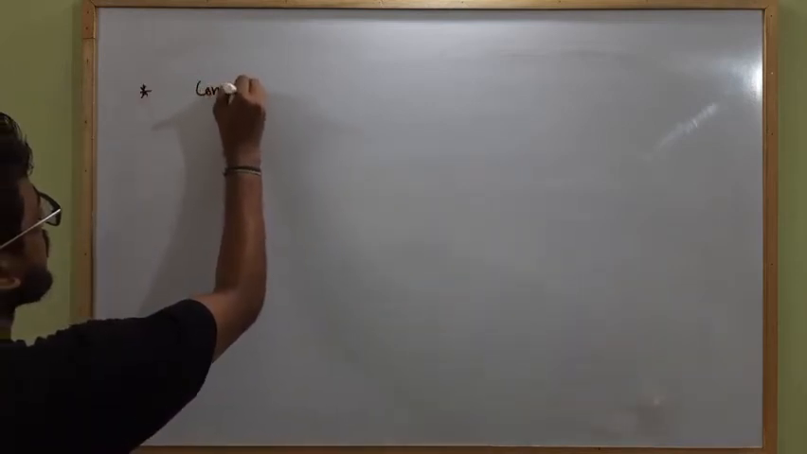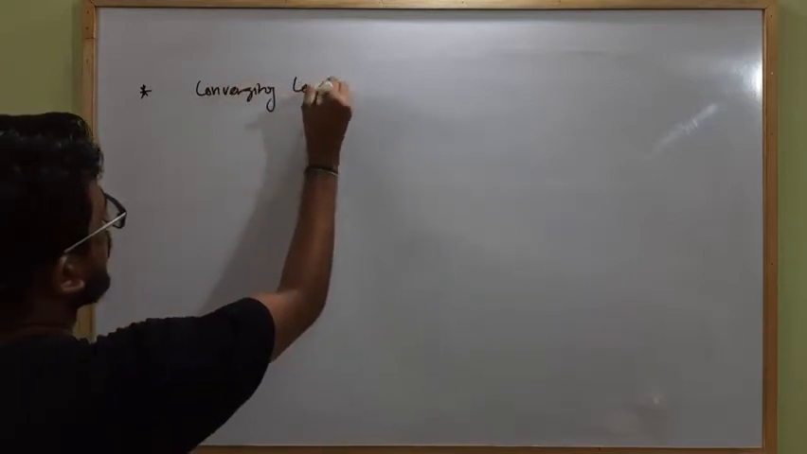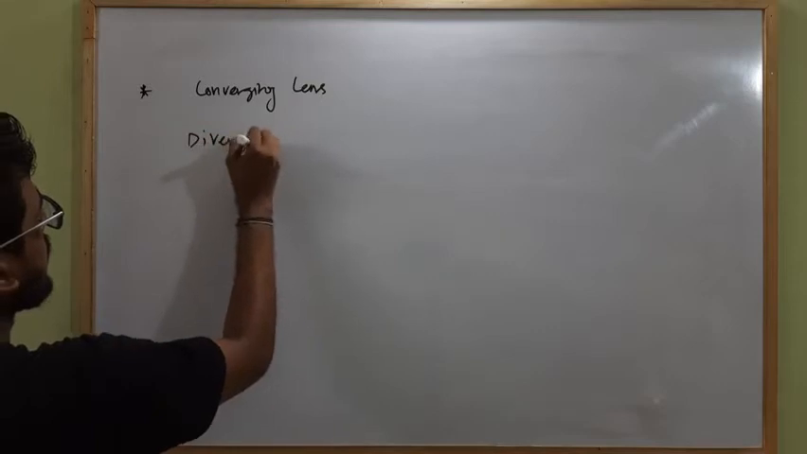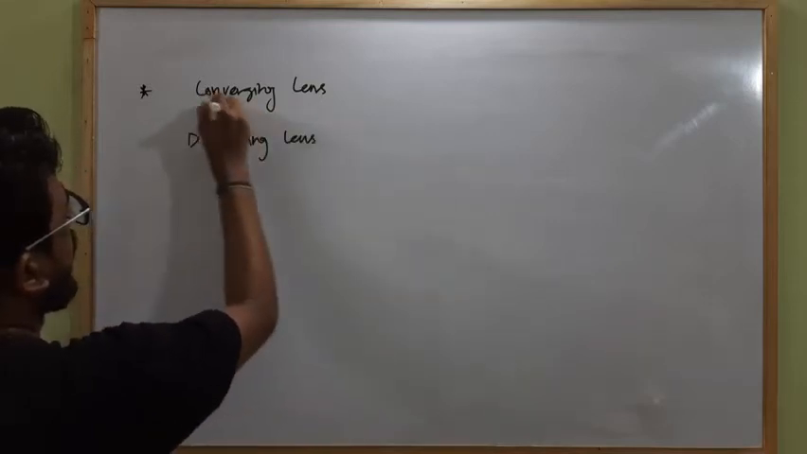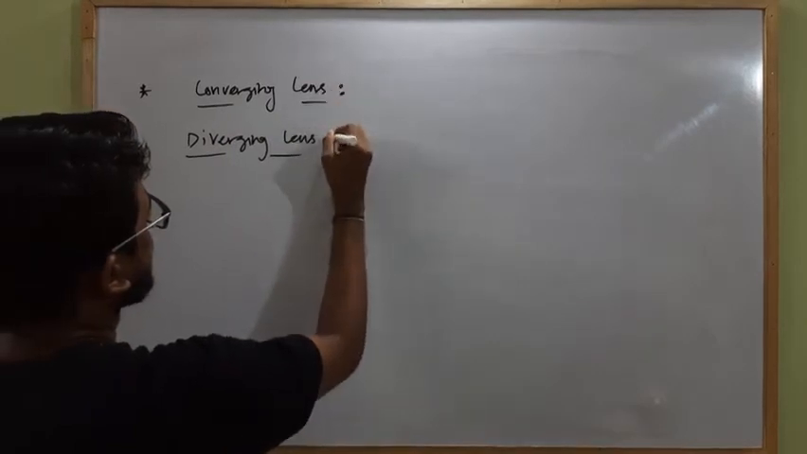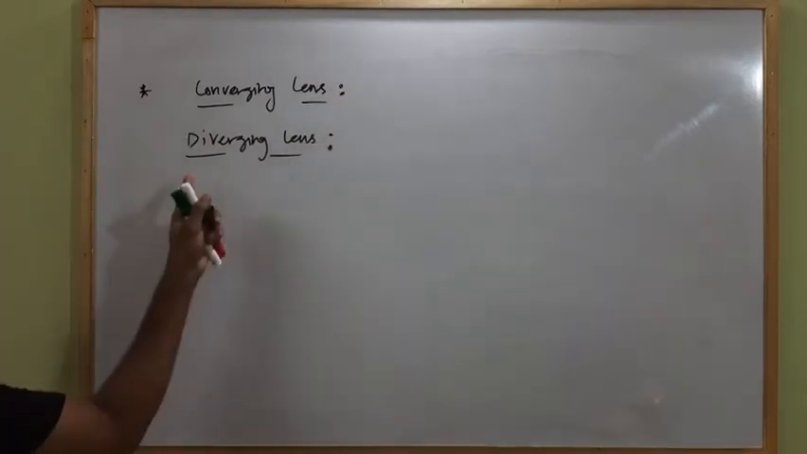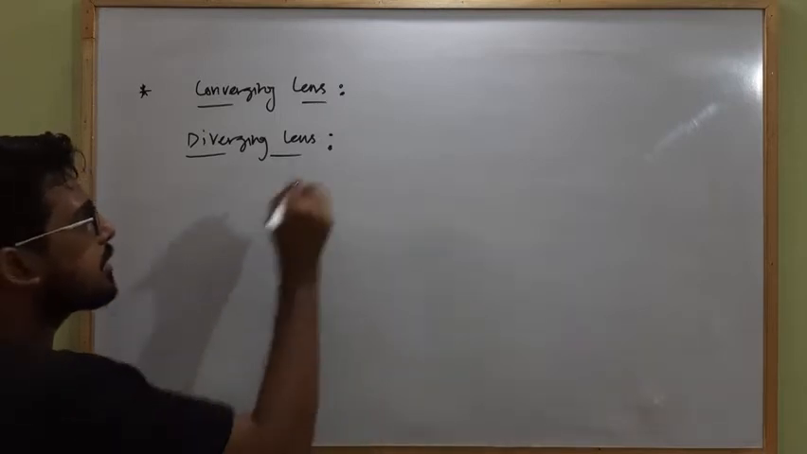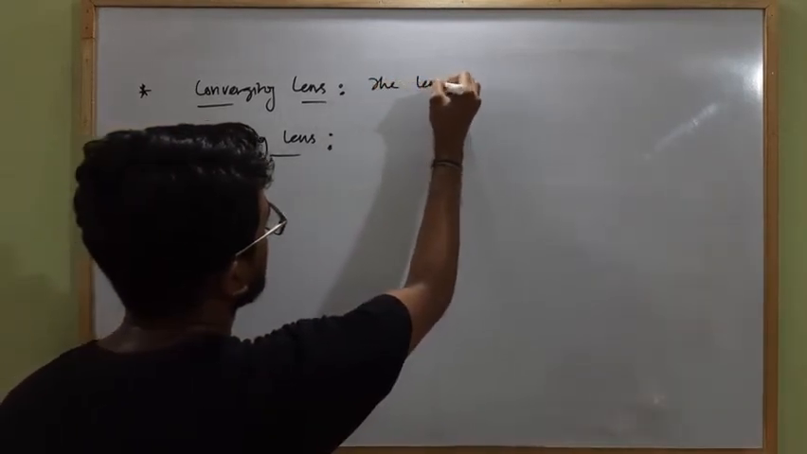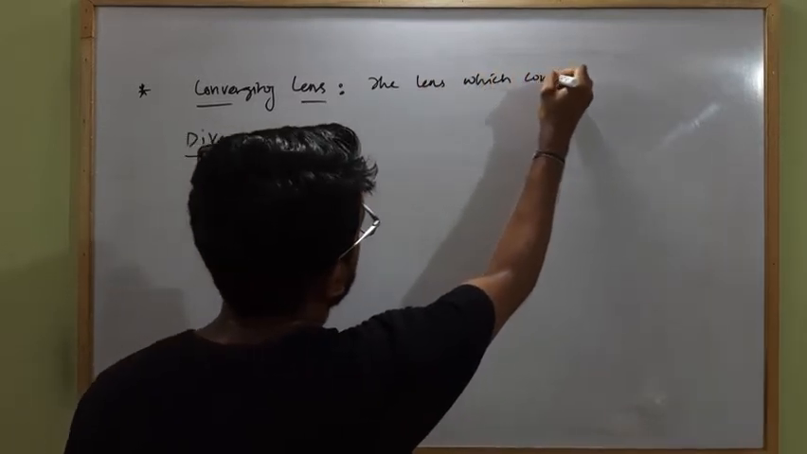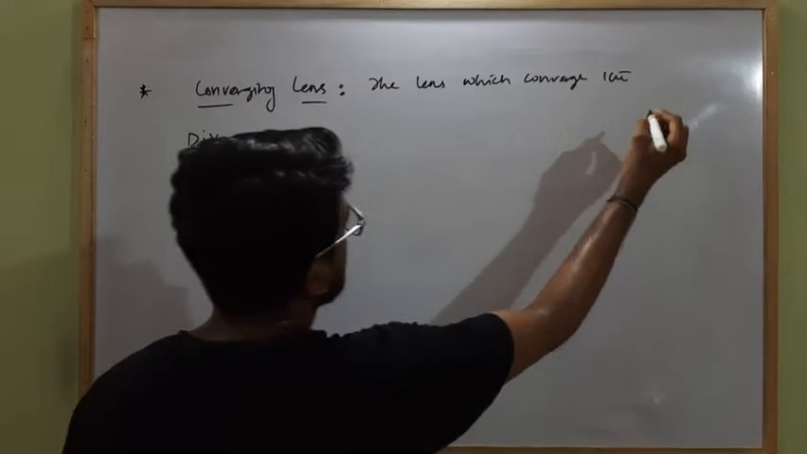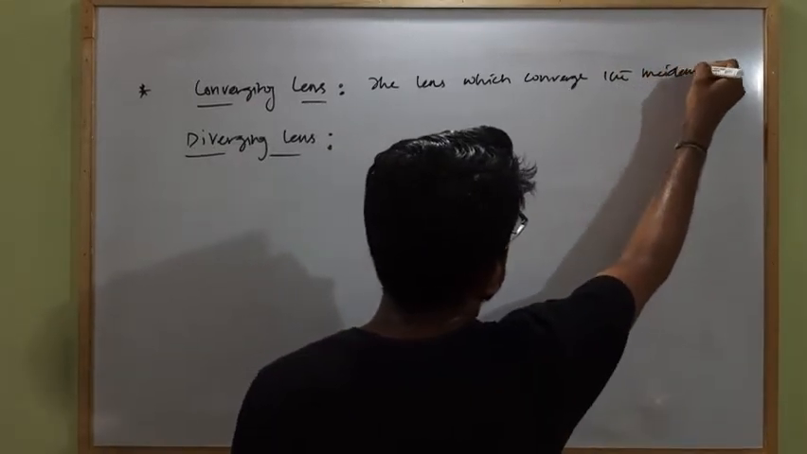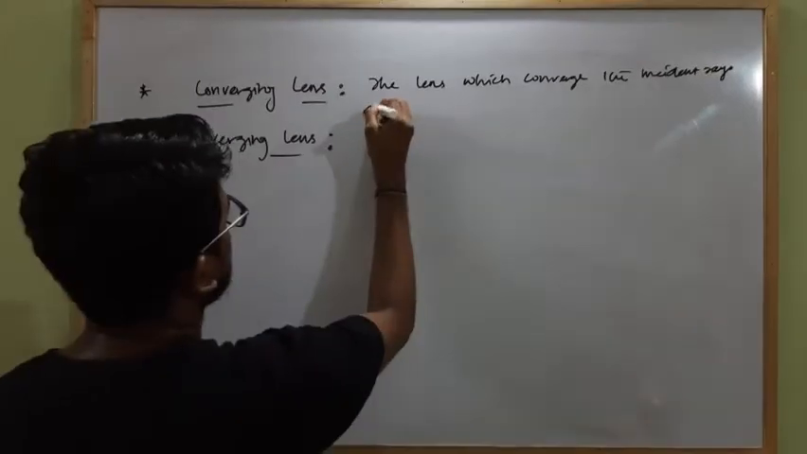Next, lens can be divided into two types. One is converging lens and another one is diverging lens. Okay, all the lenses that we studied are categorized into two types. One is converging lens, another one is diverging lens. So what is converging lens? The lens which converges the incident rays after refraction.